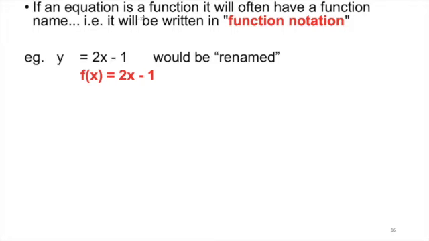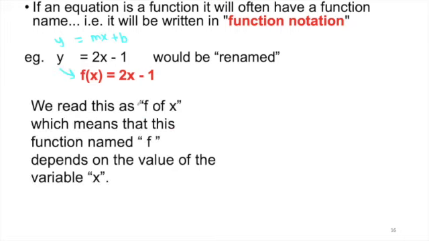If an equation is a function, it will often have a function name. It will be written in function notation. So this is a line, y equals mx plus b. It would be renamed f of x. So it's just meaning that f of x, the function name f, depends on the value of the variable x. That is all that function notation is.